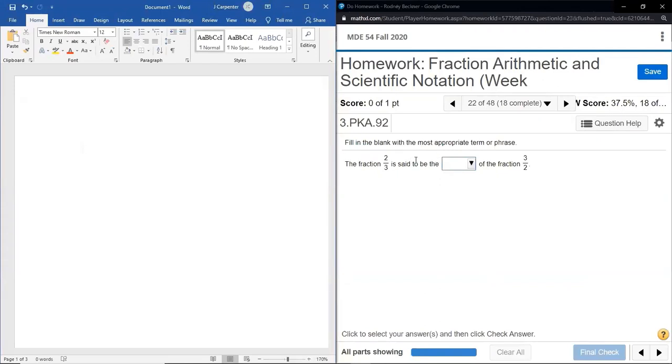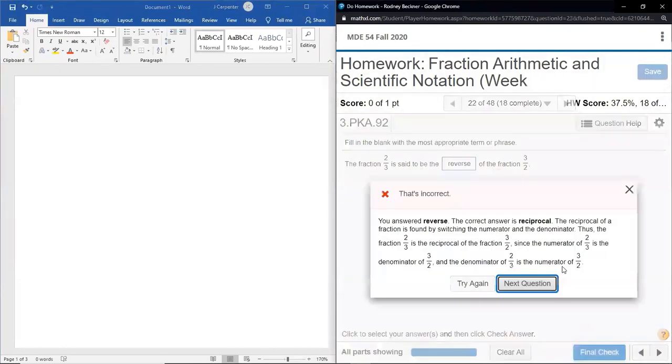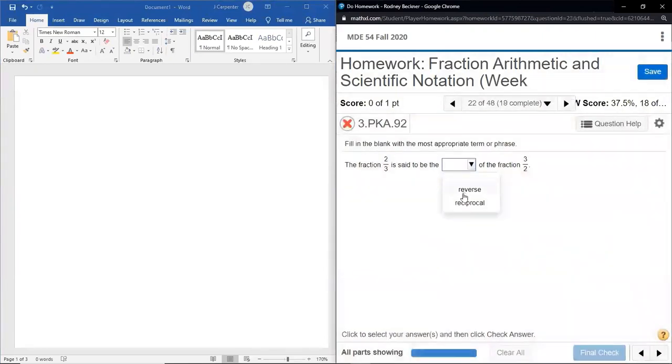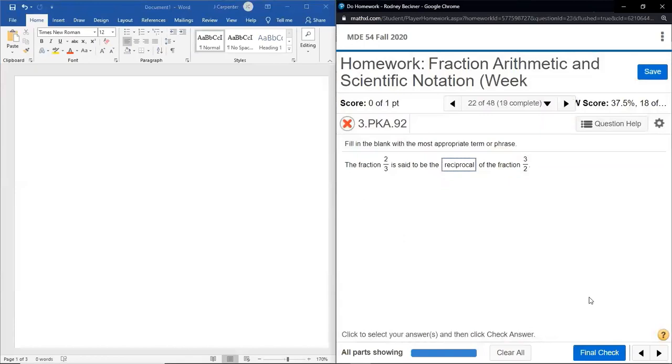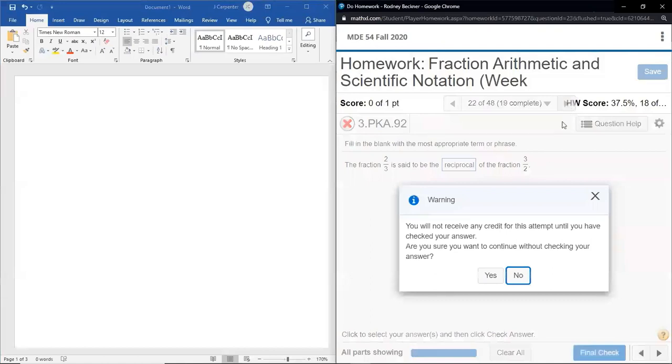So the fraction 2/3 is said to be the blank of the fraction 3/2. When you pull down your menu, you have the options of reverse and reciprocal. Now, some students might say, oh, well, it's flipped, so it's the reverse of it, but that's going to be wrong. It's actually called the reciprocal. And if you try again, it's just going to give you the same thing because drop-down menu questions are boring. So reciprocal is when you flip a fraction, and we've talked about that. Dividing by a fraction means you multiply by the reciprocal. Reciprocal meaning to flip the fraction.